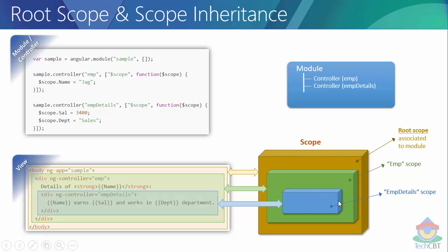You can see this EMP details scope is nested inside EMP, because this ng-controller is nested inside another ng-controller. That is the reason the scope created as part of this element, even though it sits at the DOM and is attached to this div, is still nested inside the previous scope, that is EMP scope, and the EMP scope is further nested inside the root scope. So in this case, you are referring to the EMP scope as part of this controller, and the EMP details scope as part of that controller, but you are not referring to root scope anywhere here.